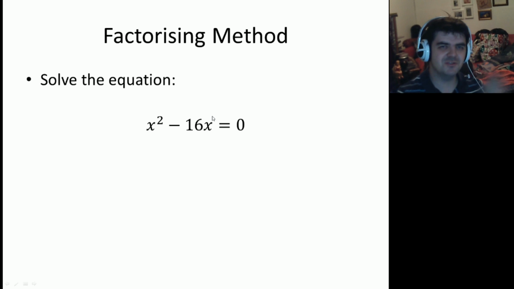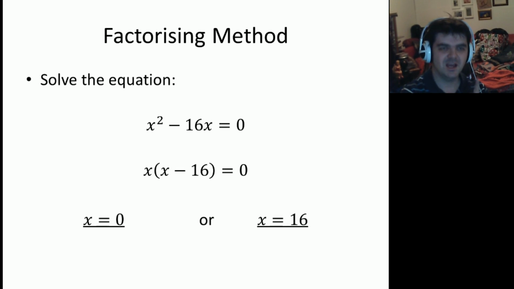If I'd asked you to do this last week, all you would have done is look at that expression and take x out as a factor. So you'd have had something like x upon x minus 16 equals 0. And you'd have two solutions for that: x equals 0 or x minus 16 equals 0, making x equals 16.